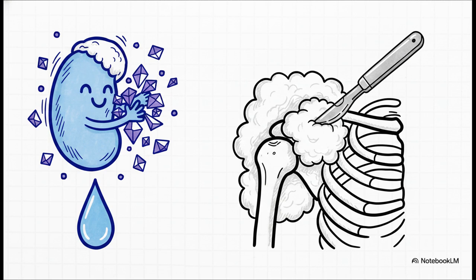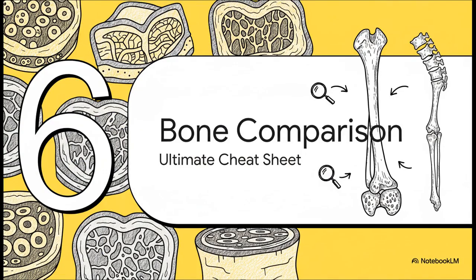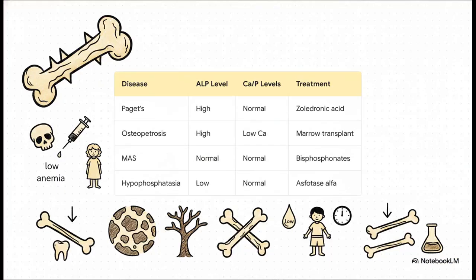But here's the good news. Because this is purely a mineral precipitation issue and not true progressive bone formation like FOP, surgical removal of these masses is actually an effective treatment. Finally, Section 6, Master Bone Comparison. Let's synthesize all of this into an ultimate mental cheat sheet.